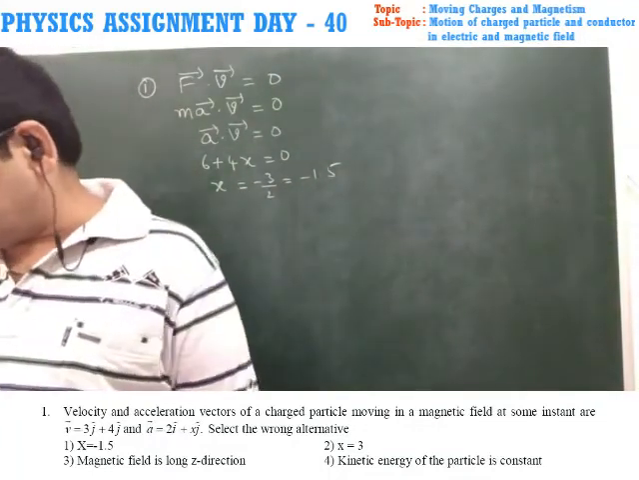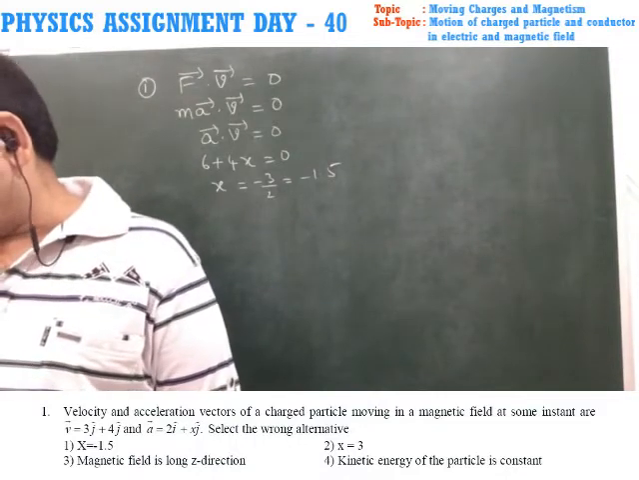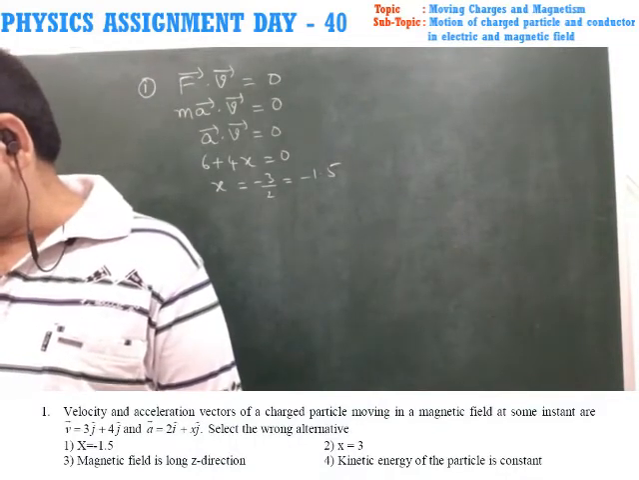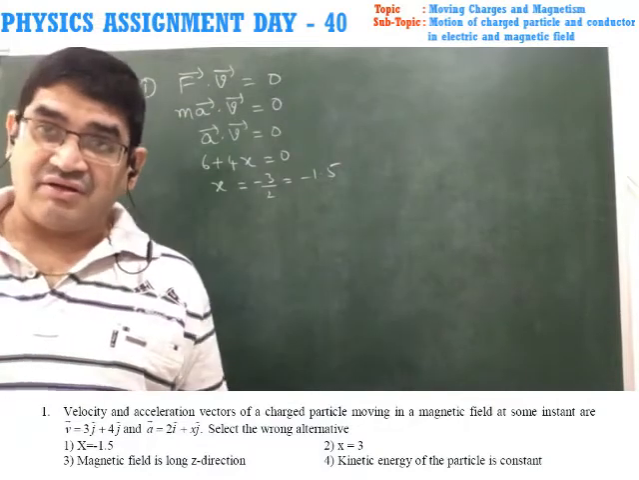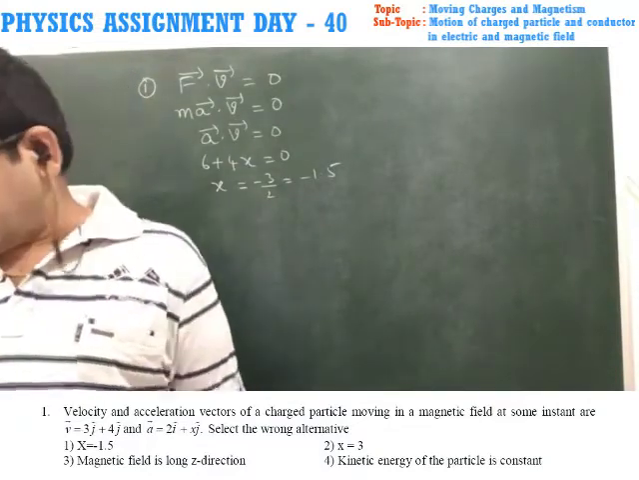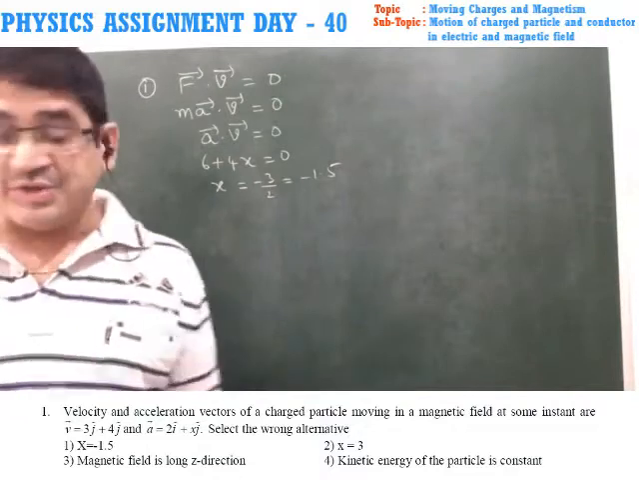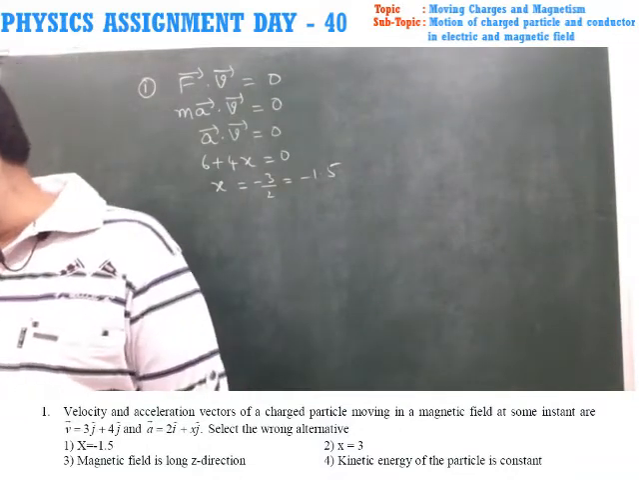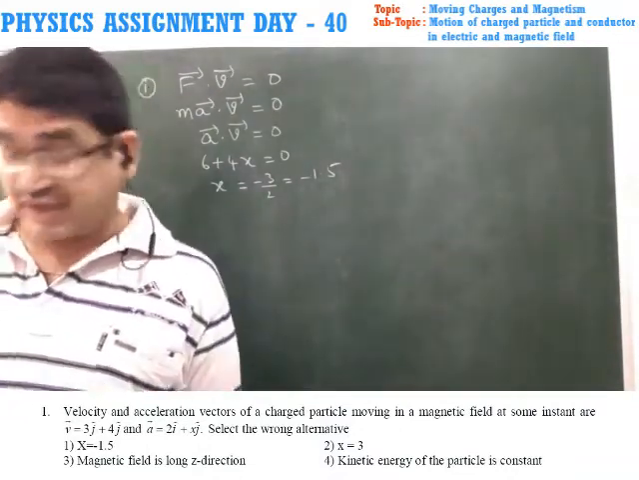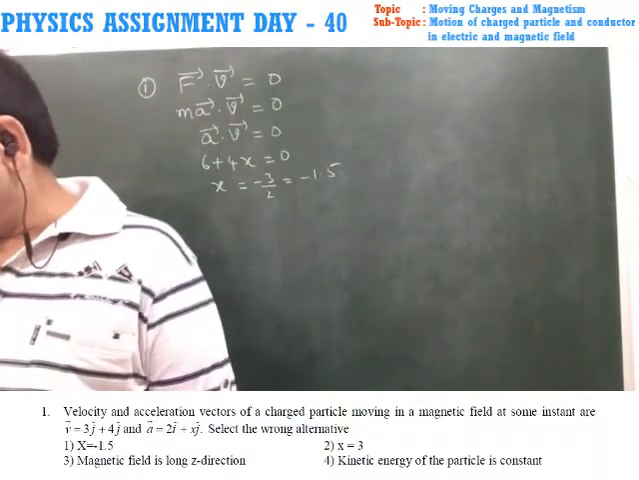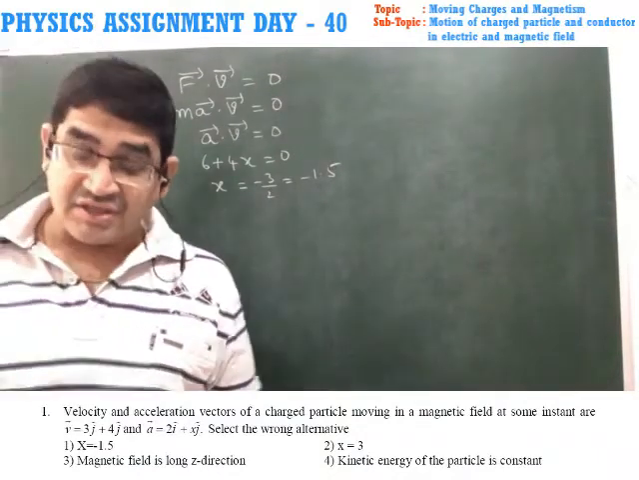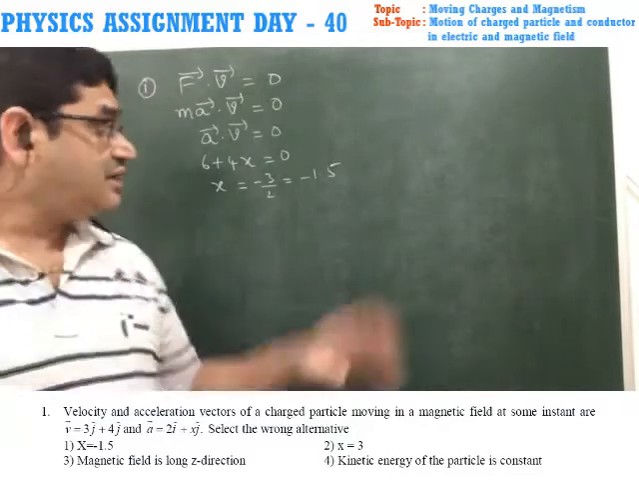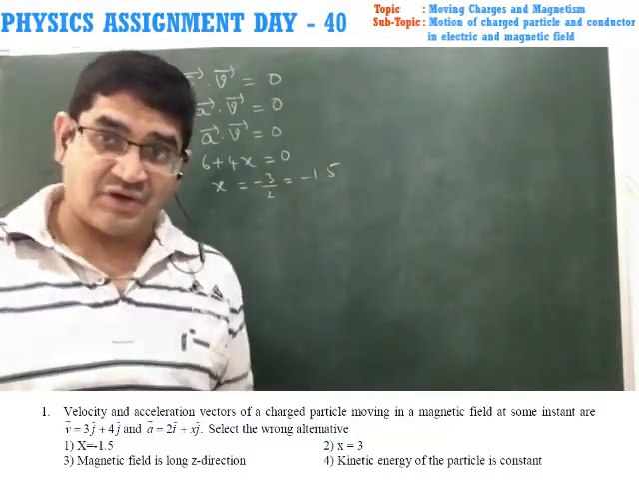So he is asking what is the wrong alternative. Wrong alternative means x equal to 3 is the wrong alternative. So the answer will be B, because minus 1.5 is already showing. The next thing, magnetic field along z direction, this is also correct because all three will be perpendicular. Kinetic energy of the particle constant, that is also correct. All three are correct. Only x equal to 3, the second option, is wrong.